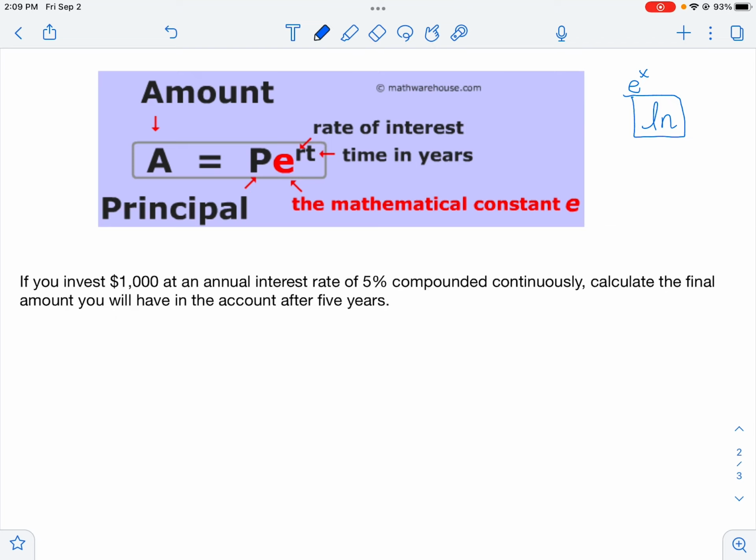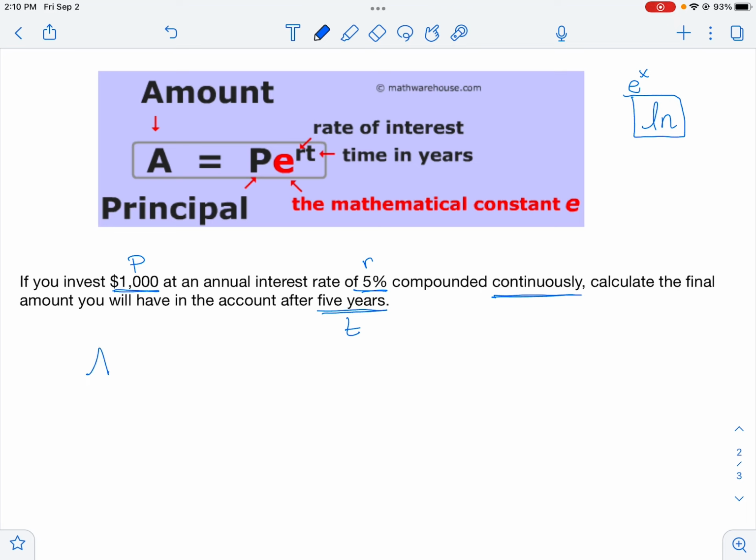So we're going to do a very simple problem here. You're investing $1,000 at an annual interest rate of 5%. So we have our P here. We have our rate here as a percentage, and it's compounded continuously. So when you see the word continuously, you know that you're going to use this formula. Calculate the final amount you will have in an account after 5 years. So this will be our time. Okay, so then we're just going to plug it in.